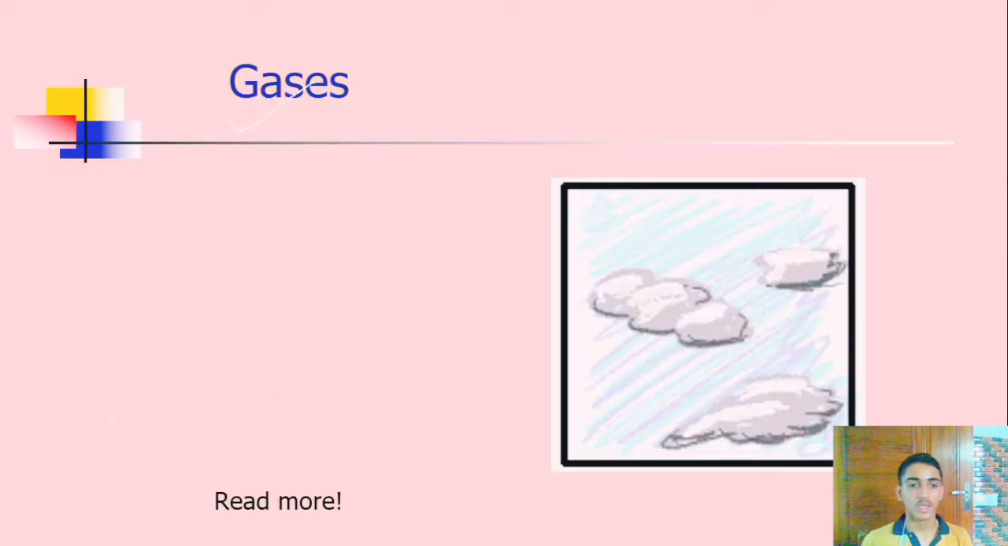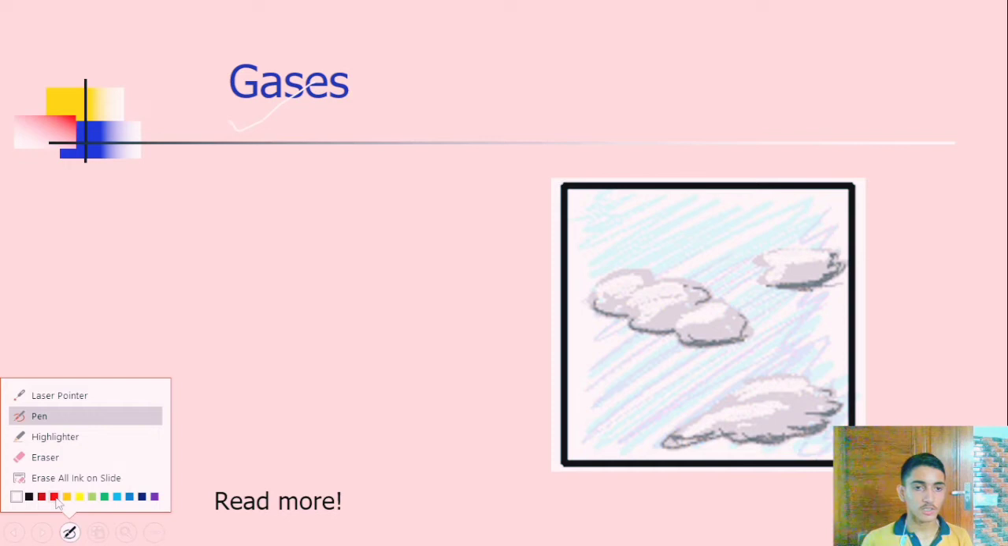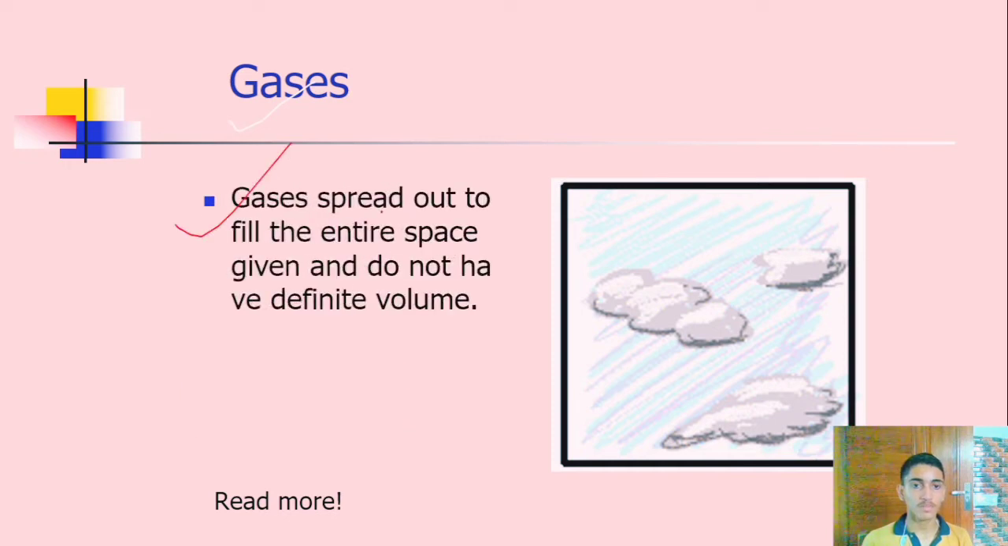Now this is the case of gas. A gas spreads out to fill the entire space given and does not have a definite volume. Have you ever seen a gas with a fixed volume or fixed shape? No, it doesn't have a fixed volume or a definite shape. It could take any shape, any size, the more and more gas you put in.